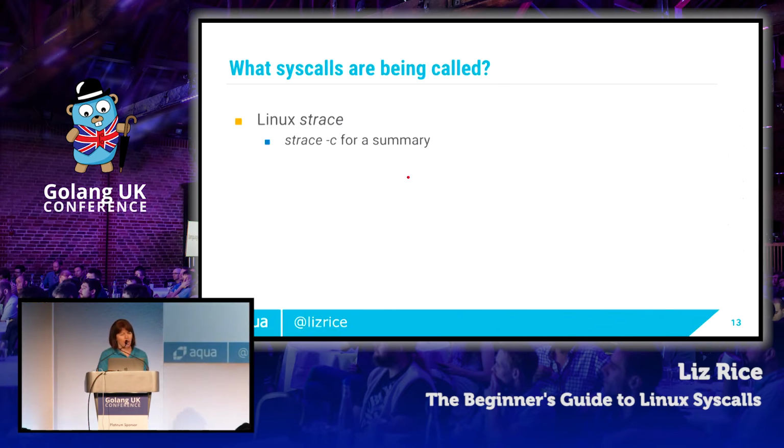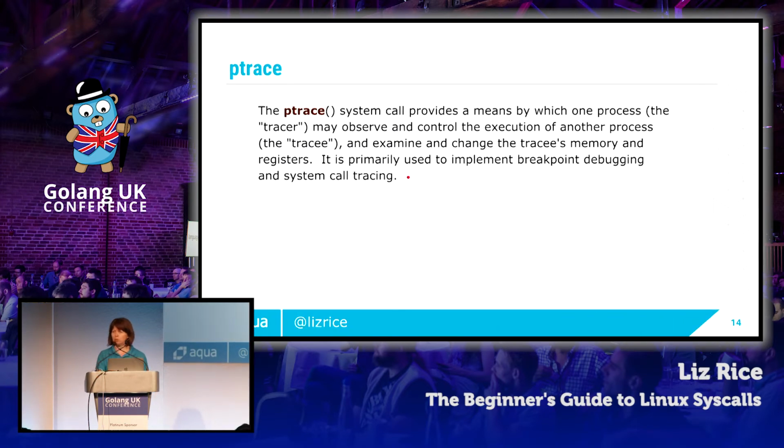And the answer is another syscall. It's called ptrace. And the ptrace system call is pretty special and pretty powerful. Ptrace allows one process to observe and control the execution of another process. It can examine and change memory and registers from that other process.